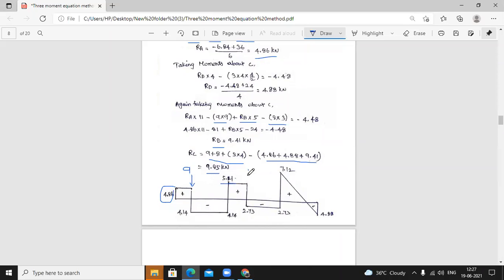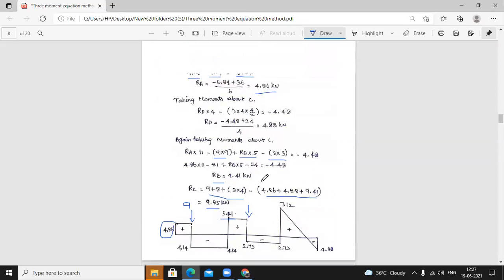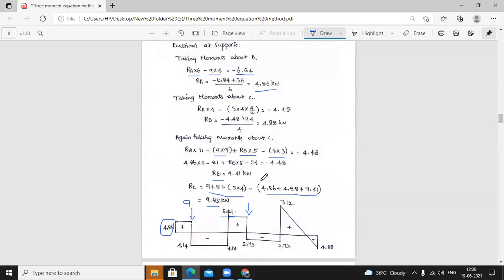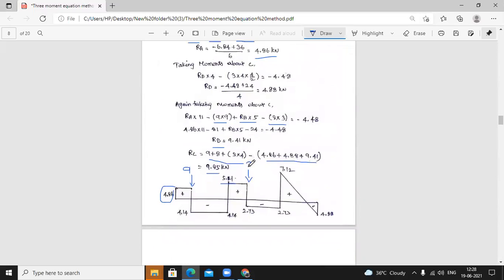Again, one point load is acting. What is that point load? 8 kilonewton. 8 is a downward load. Downward means minus, upward means plus. So 5.21 minus 8, we got minus 2.79, a negative value. Again, the upward reaction at point C is 9.85. So minus 2.79 plus 9.85, we got plus 7.12.